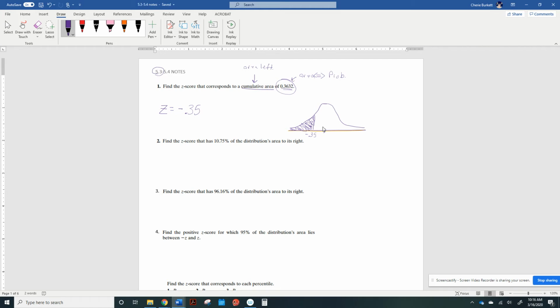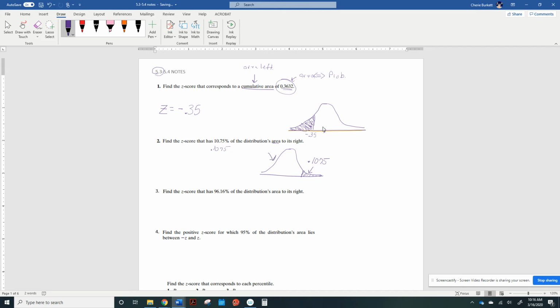Okay, so the same thing is going to be true if they're doing the area to the right. Remember this, change this decimal right here to 0.1075. This is the area, but it's also the area to the right. So when you're finding that z-score, you know this area right here is going to be 0.1075. That's the area to the right. Well, if you want to use the z-table, you're going to have to look up this area over here. This is the area to the left.